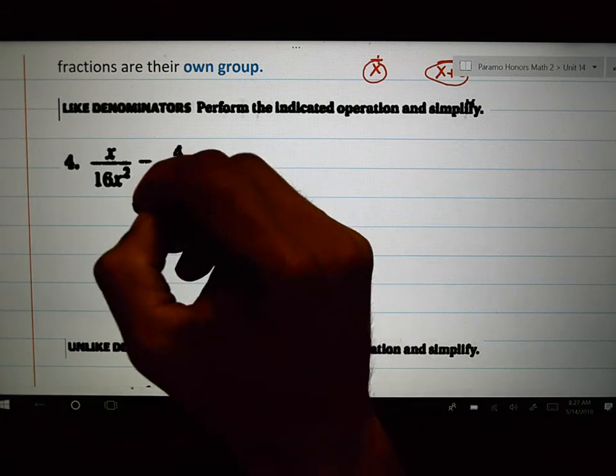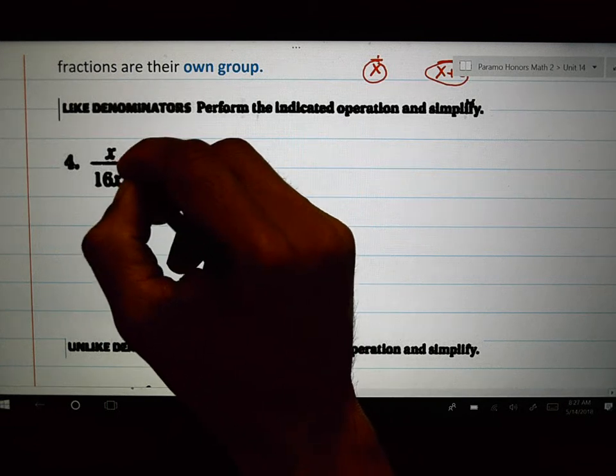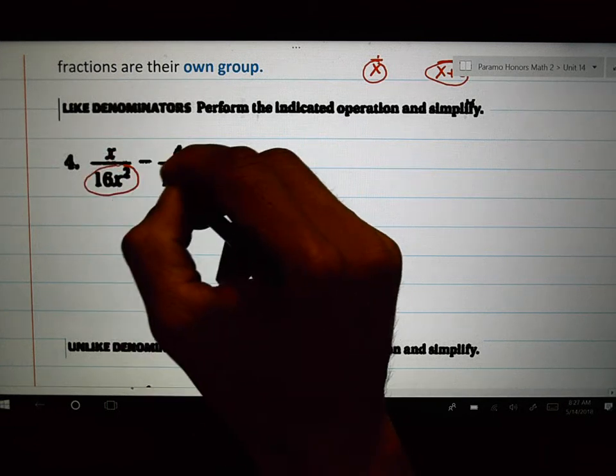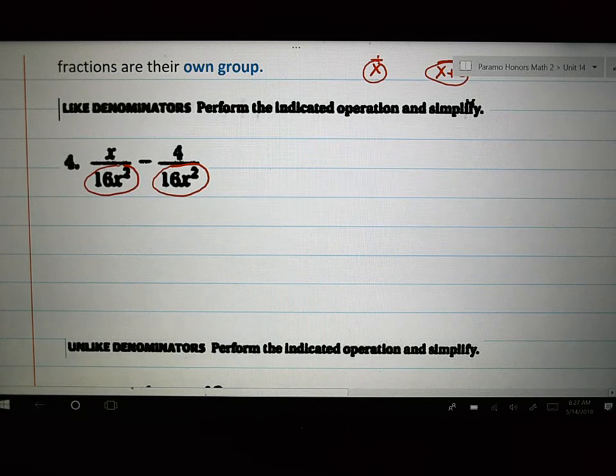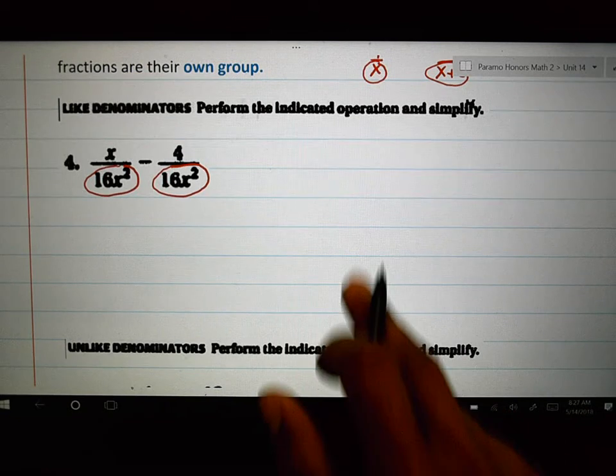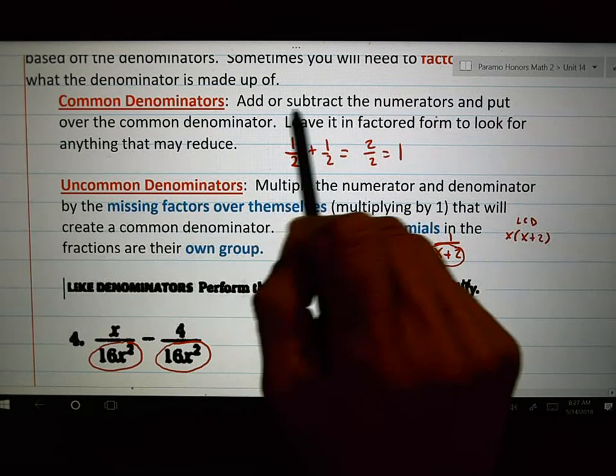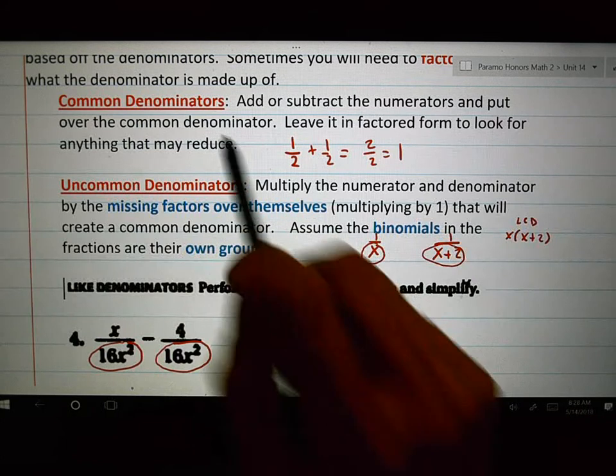So in order to subtract, you need to look at the two denominators first and foremost, and you have to decide, do they have a common denominator? Are the denominators exactly the same thing as each other? And if they are, then what can you do? You just subtract their numerators. That's what I tried right here. Add or subtract the numerators and put over the common denominator.